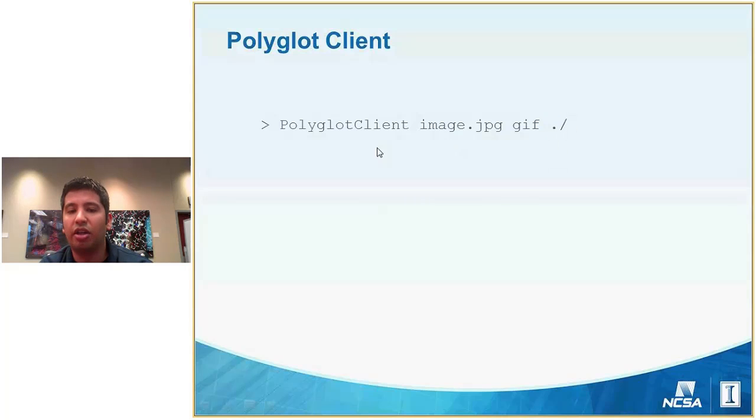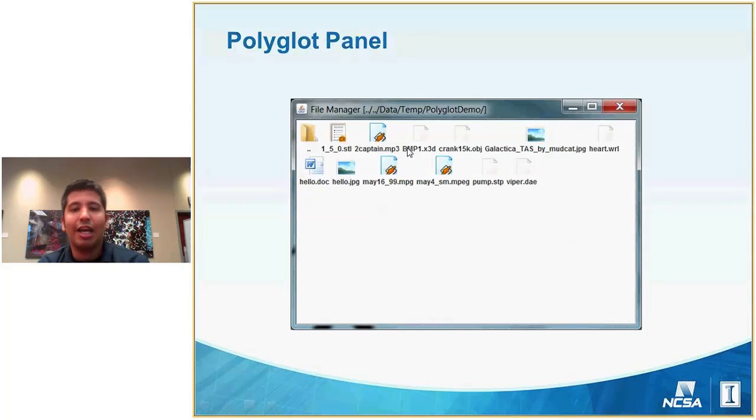So you call a Polyglot client with some file, specify the output format and then output directory, and it'll actually carry out the conversion on Polyglot, again running it on whatever software servers are out there to carry out the conversion. There's another little tool called a Polyglot panel, which is basically a JPanel, which looks like a file manager when you run it, and basically makes it look like a little file manager on Windows or whatever else.